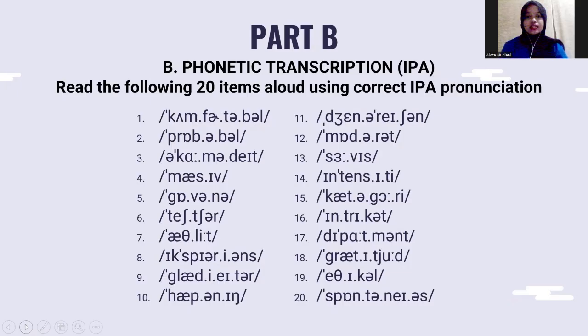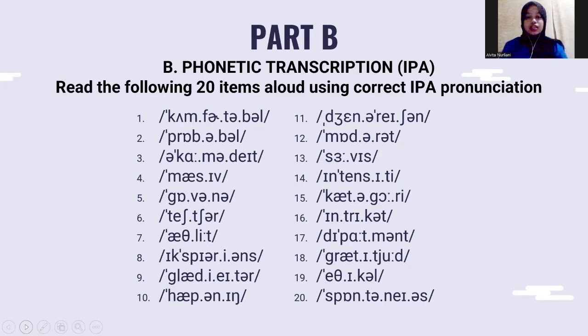Number 8 is experience. Number 9 is gladiator. Number 10 is happening. Number 11 is generation. Number 12 is moderate. Number 13 is surface. Number 14 is intensity.